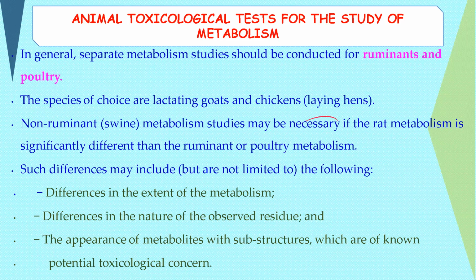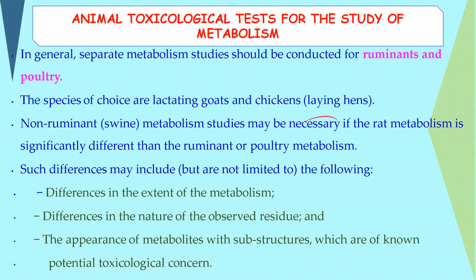The species of choice here are lactating goats and chickens. Please note, lactating goats and laying hens. And for non-ruminants, for example swine, which are many times also slaughtered, metabolism studies may be necessary if rat model metabolism is significantly different from that of ruminant or poultry metabolism. So this needs to be established. For example, if a drug is discovered and its metabolism is totally different from that of the rat and also in the case of ruminants, then the study needs to be conducted in ruminants only.